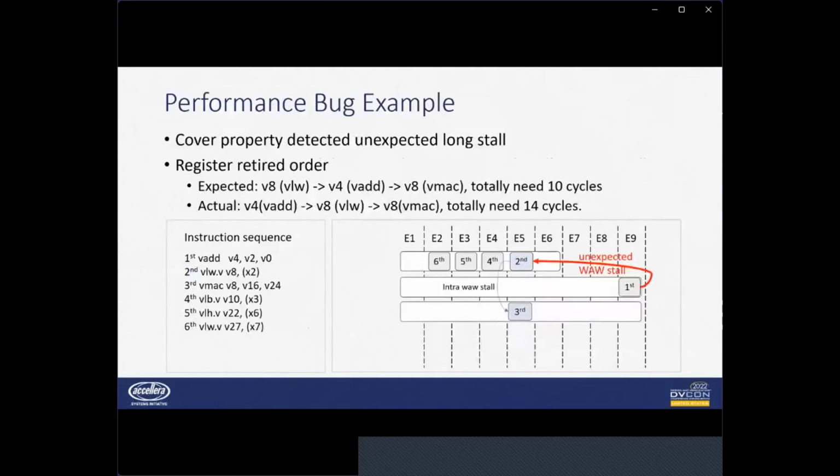Here is a performance bug found using a cover property. The symptom is an unexpected WAW stall. The instruction sequence is like this. First, VADD, second, VLW.V, third, VMAC.